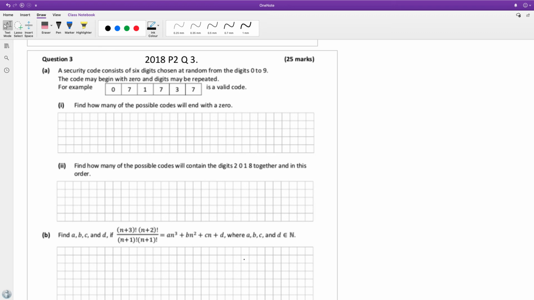Right. So we have 10, 10, 10, 10, 1, 2, 3, 10, and 1. 10 by 10 by 10 by 10 by 10 by 1. 100,000.